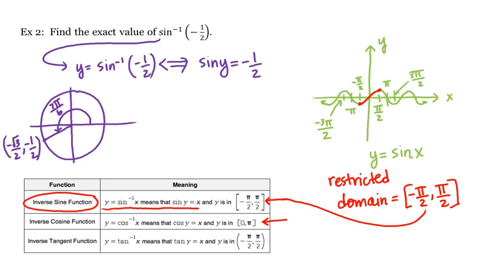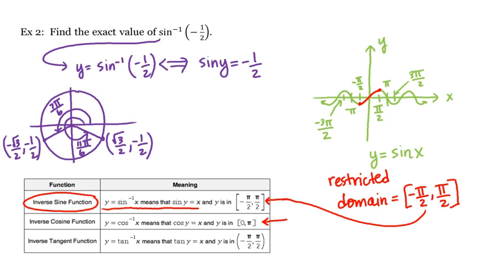But also this angle here, which corresponds to 11 pi divided by 6, also has sine equal to negative 1/2, because the y-coordinate of this point is also negative 1/2.